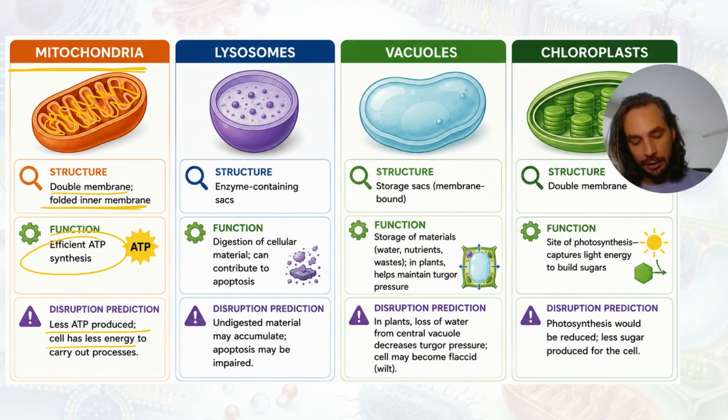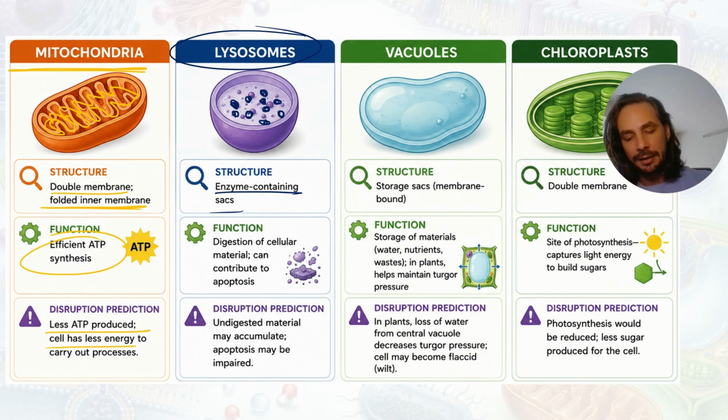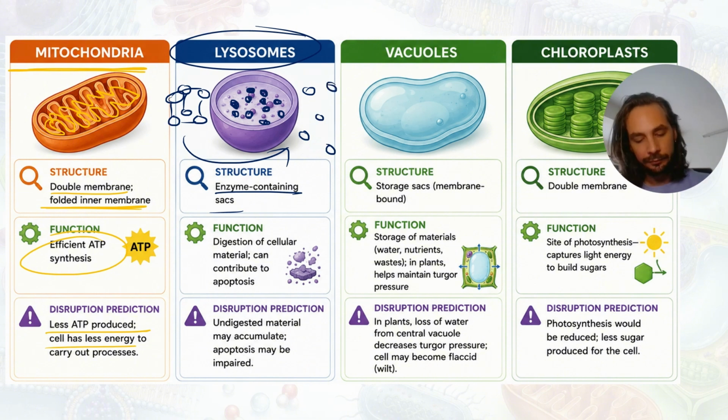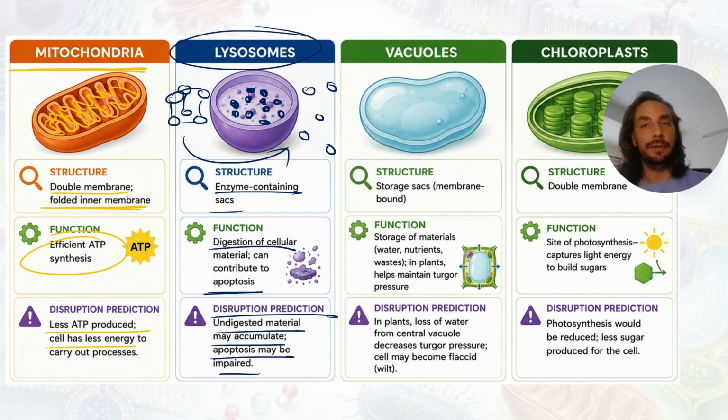Okay, if we learn about lysosomes, they have enzyme containing sacs. So there are enzymes inside here, okay, that break down materials. So they would take in a polymer or a big molecule and they would break it down into smaller pieces to be recycled. And we call this digestion. And it can also contribute to apoptosis. Now, if this is disrupted, the undigested material might accumulate within the cell, and then also apoptosis might be impaired. Maybe the cell won't be able to break itself down.